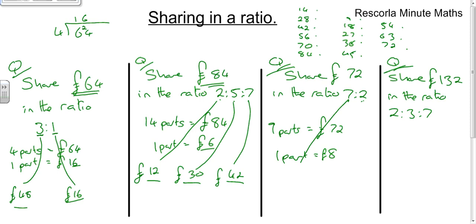So 7 parts is 7 times 8, which is £56. 2 parts is going to be £16. They both add up to 72.